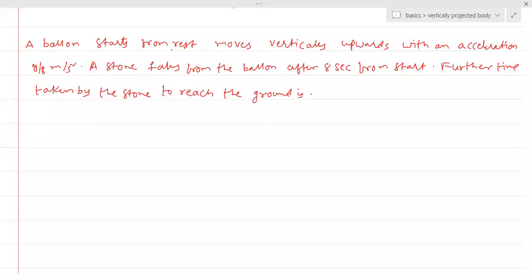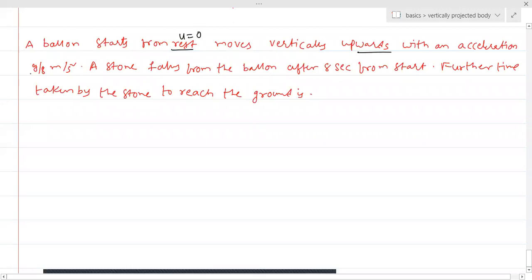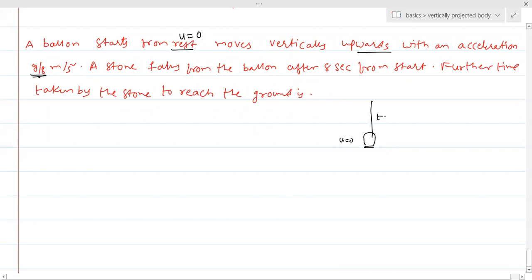A balloon starts from rest, so the initial velocity is equal to 0. It moves vertically upwards with an acceleration of g by 8 meters per second square. Now a stone falls from the balloon. First let us think about the balloon. Suppose a balloon starts from rest, so u is equal to 0. It was moving vertically upwards for 8 seconds, so t is equivalent to 8 seconds.